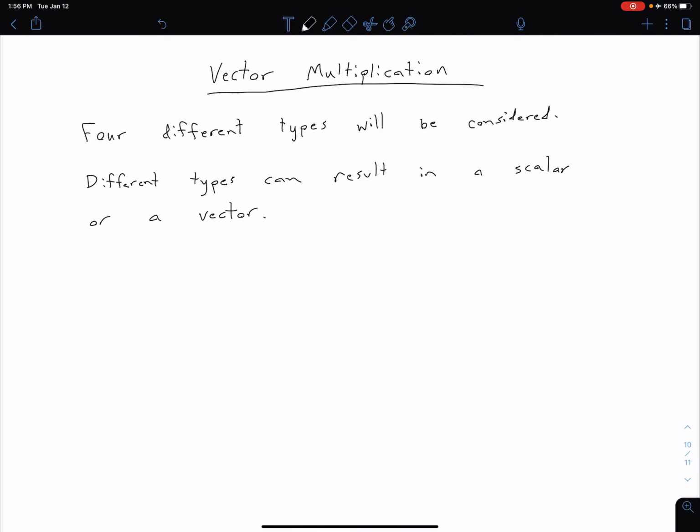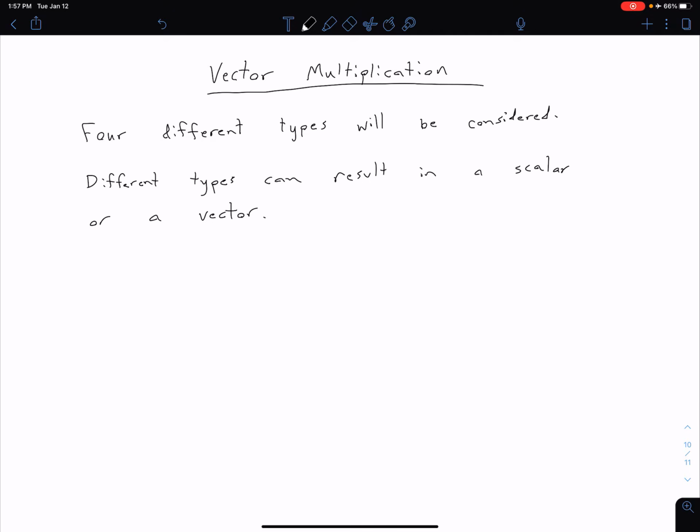In the next few videos, we're going to be talking about vector multiplication. There are 4 different types that we're going to consider. 2 of them are going to be used more often, and then 2 are going to be used more just as shortcuts to help us cut down on the work we need to do.